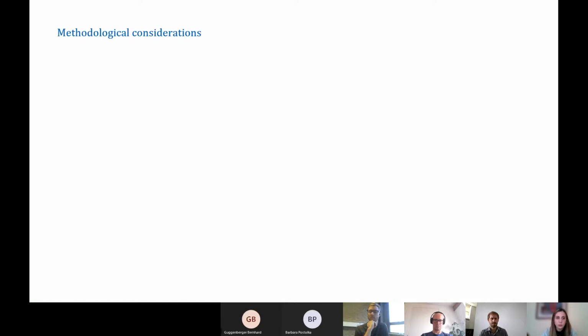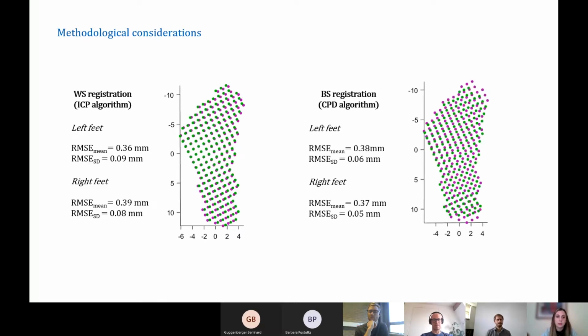Our results allowed us to make some methodological considerations related to our approach. As you can see, for both within subject and between subject registration, the root mean square error was quite low, below 0.4 millimeters. The standard deviations of RMSE were also pretty low, which basically told us that both the ICP and the CPD algorithms performed consistently across our data set.